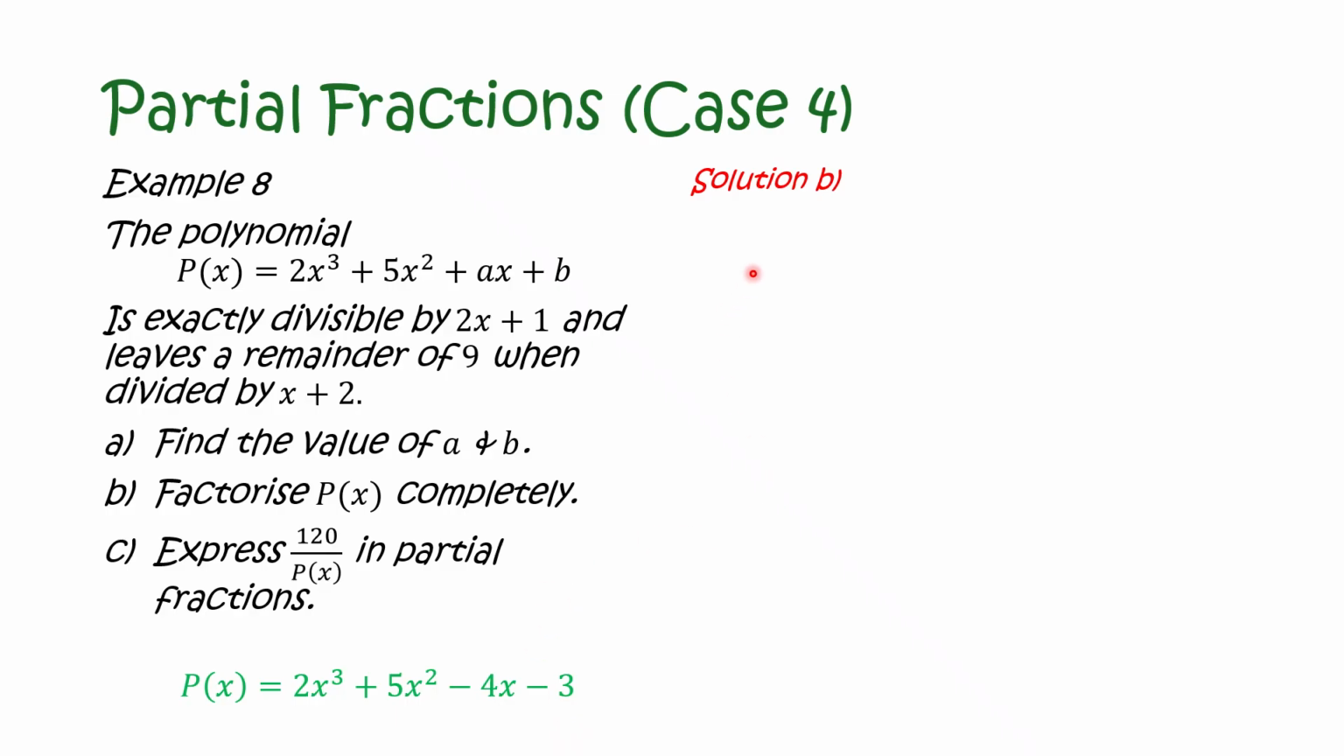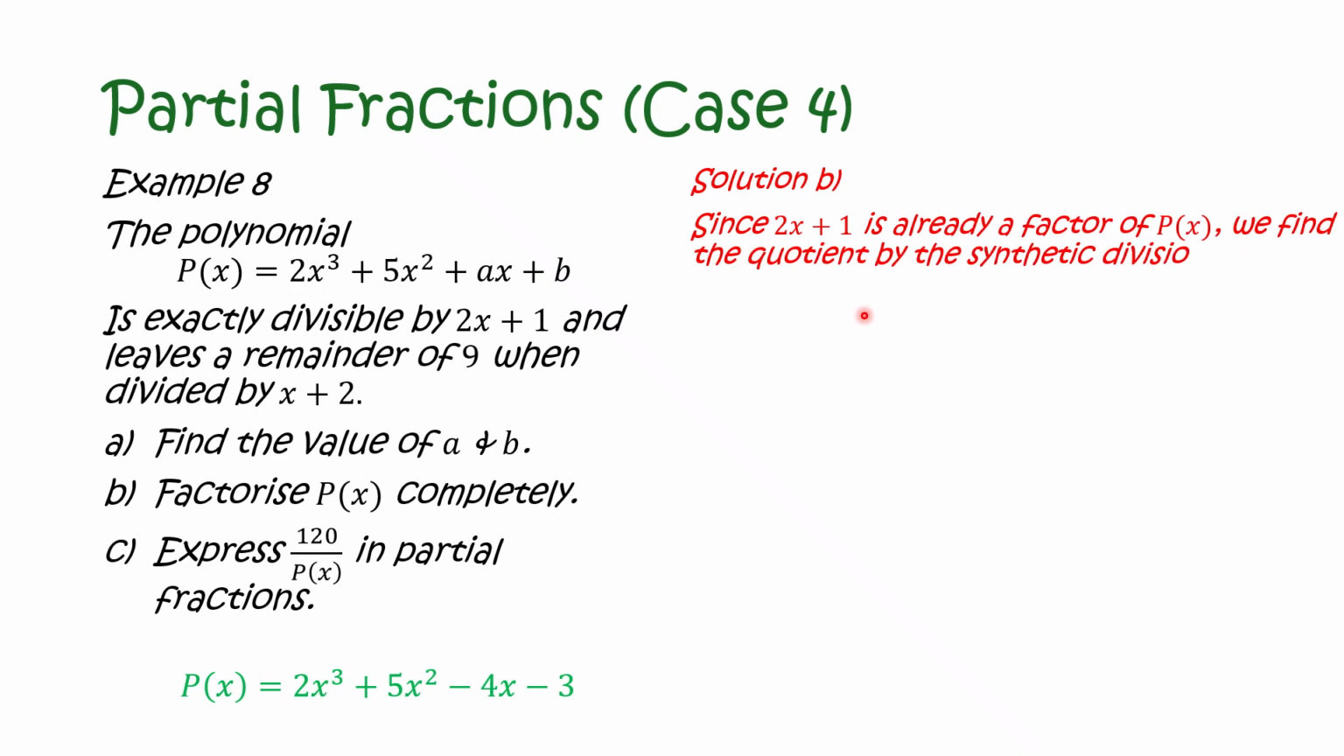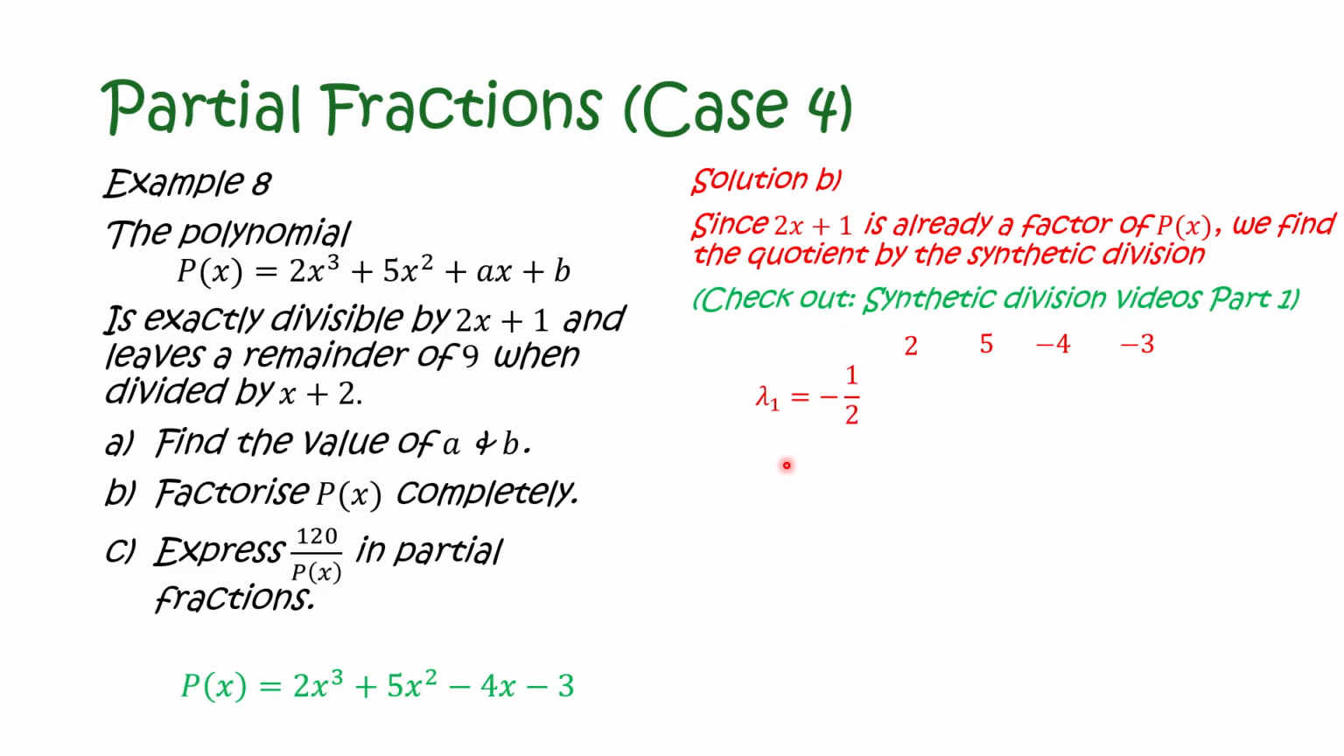Moving on to part B. And also, I will have this p of x on the left-hand side so that we recall the values of a and b in factorizing completely. So with equation B, since 2x plus 1 is already a factor of p of x, we find the coefficient by the synthetic division. Of course, we can use any other method, but I chose to use the synthetic division for it's easy to use and it's quick to get the answer.